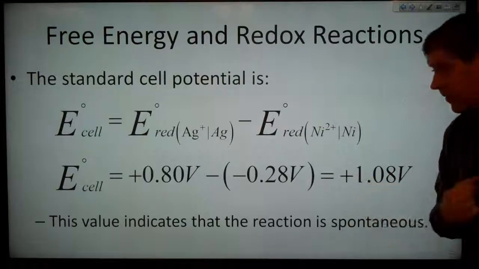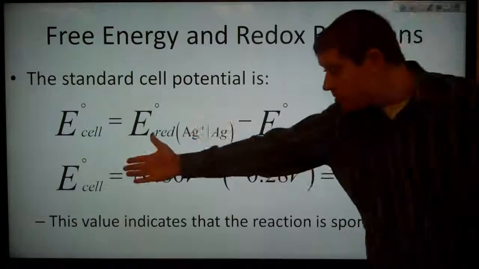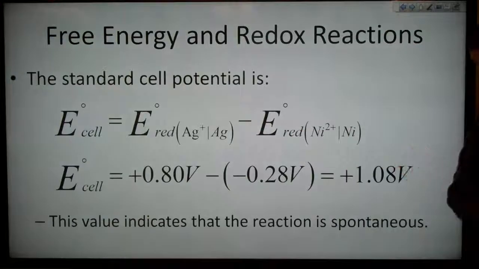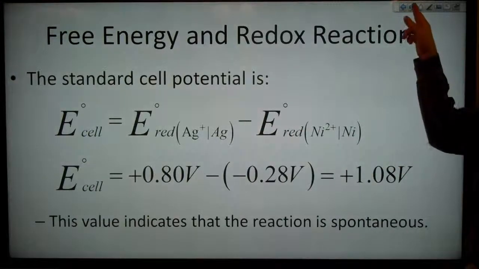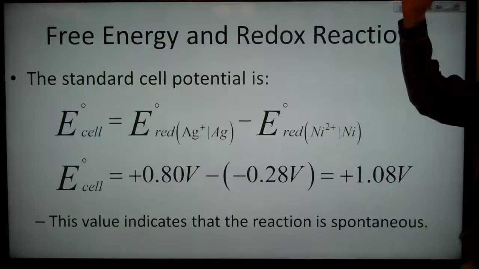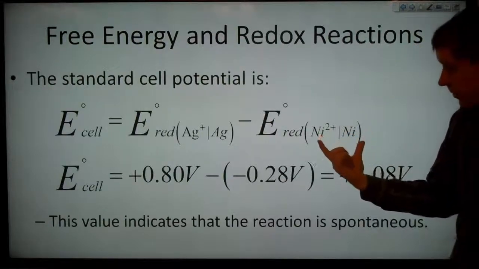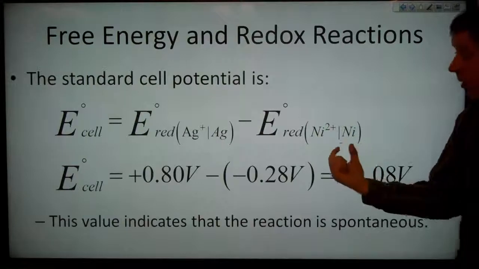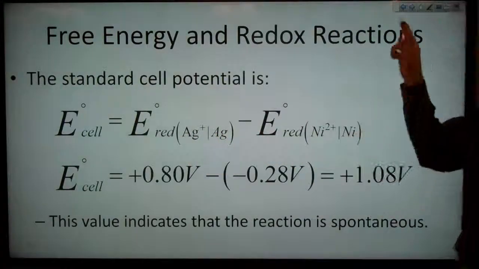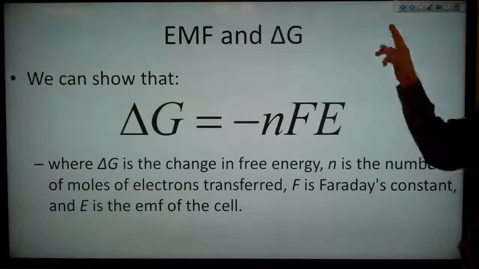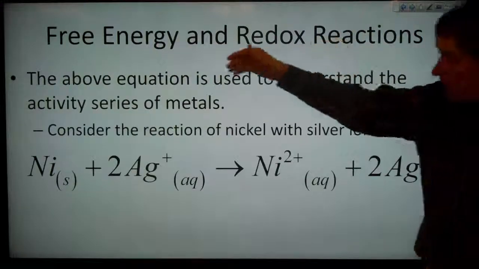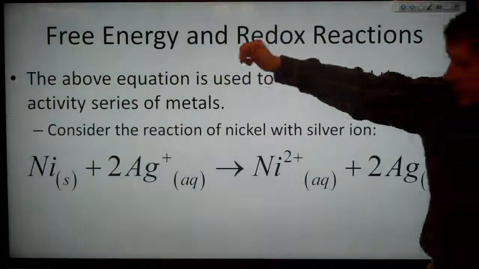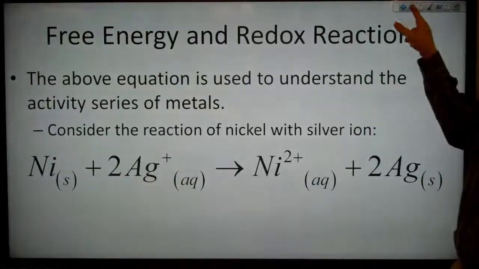And because we've got a positive value for our cell potential, our reaction is spontaneous. So we will in fact have nickel 2 plus go to nickel 0 and silver plus go to silver 0. We will have the nickel 0 go to nickel 2 plus and the silver go to silver 0.